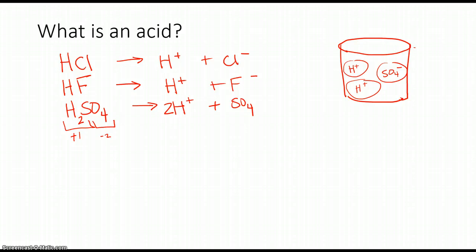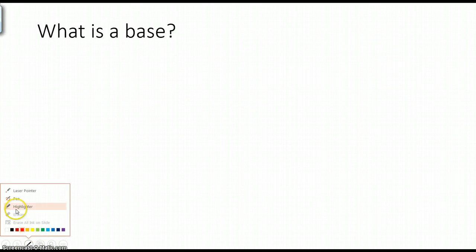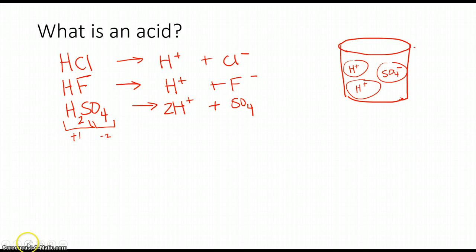So to start off with, we need to identify what an actual acid is. And just to go through it one more time, an acid is any sort of chemical that starts with hydrogen. Water, H2O, is the exception. But any other chemical formula, if you see an H in front, you know it's an acid.